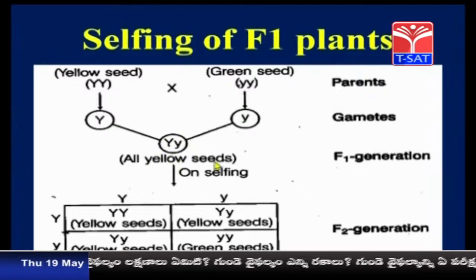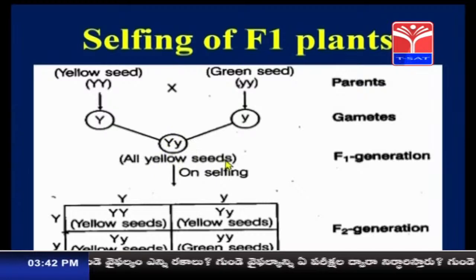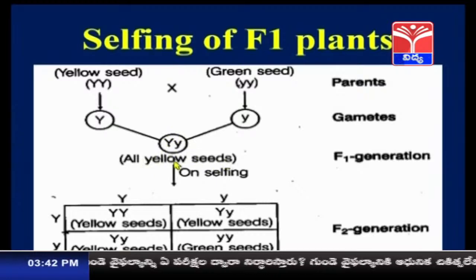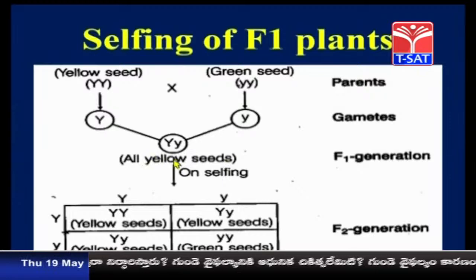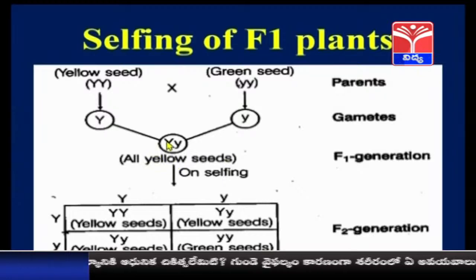F1 generation all are yellow seeded plants, right? On selfing, selfing means self pollination takes place. So how do you represent that selfing over here?